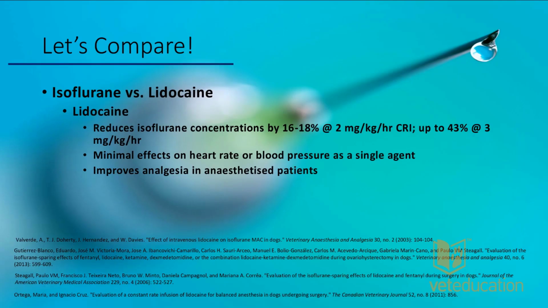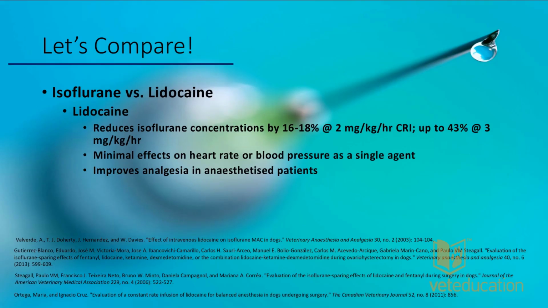A lignocaine continuous infusion reduces isoflurane concentration requirement to maintain surgical planes of anesthesia by 16 to 18% at 2 milligrams per kilo per hour. And if we go up to 3 milligrams per kilo per hour, which is still well within the therapeutic range in dogs, we can reduce it by up to 43%. It's got a huge effect on the requirement of your patient to have isoflurane to maintain a surgical plane of anesthesia.